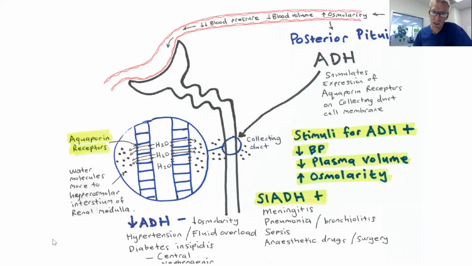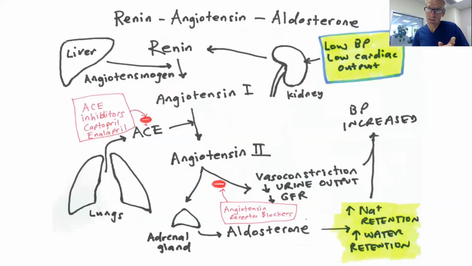But I think the main thing to remember is the effect of antidiuretic hormone, what stimulates it, what it actually does at the level of the collecting duct, and in what situations is antidiuretic hormone produced in an inappropriate way, or in an apparently inappropriate way. The second physiological mechanism is the renin-angiotensin system.